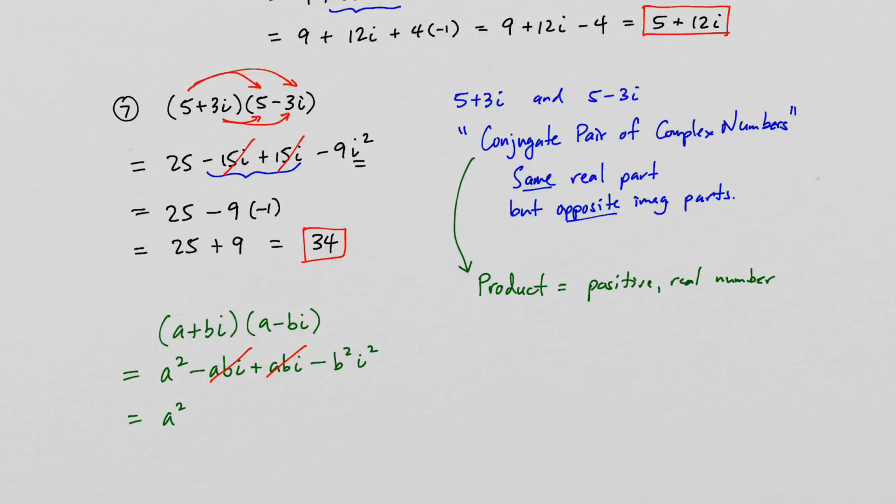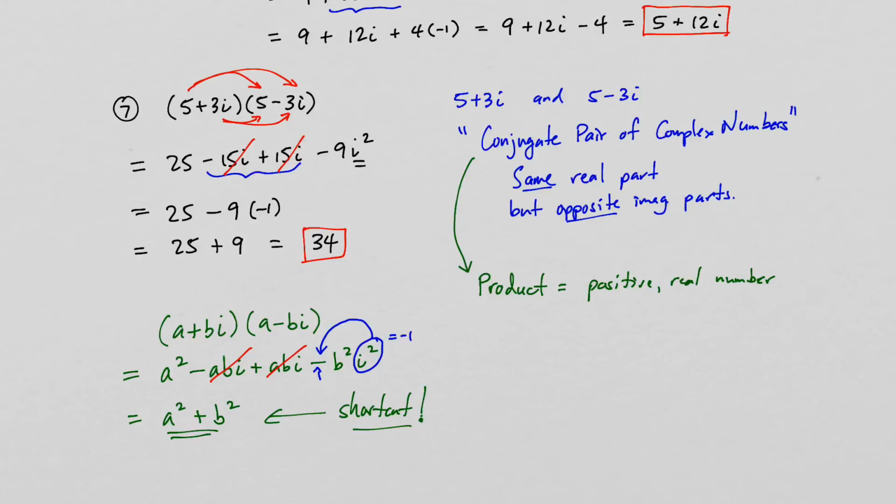Now let's think about this. i squared, we know, is equal to negative 1. So anytime you multiply something by i squared, that negative 1 is always going to end up changing that sign. So in this case, it becomes positive b squared. So the product of two complex numbers that are conjugate pairs always ends up being a squared plus b squared. And this is a shortcut. This is a faster way to take the product of two complex conjugates.